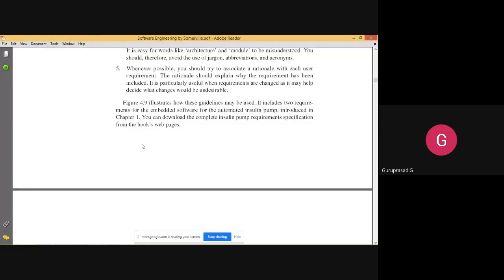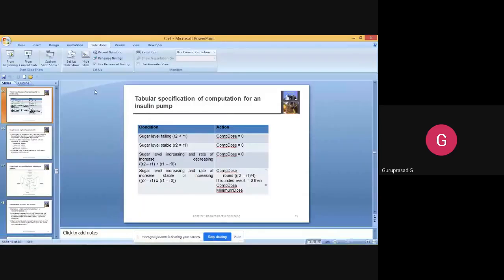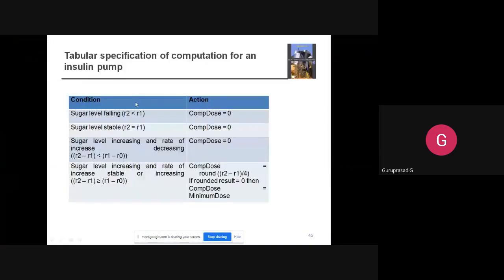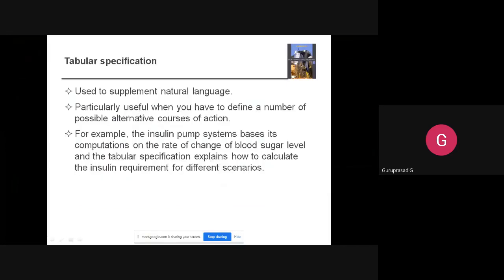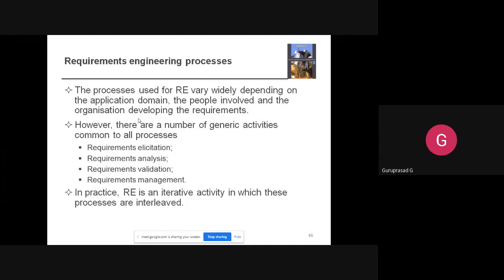So please try to differentiate the natural language specification, the structured natural language, and the tabular specifications. Please remember this: how to specify the requirements. It was not there, so I had to move to that particular one. It is okay. So that is about the requirement specification methods. Okay, fine. Now we will go to the next topic, the requirement engineering process.